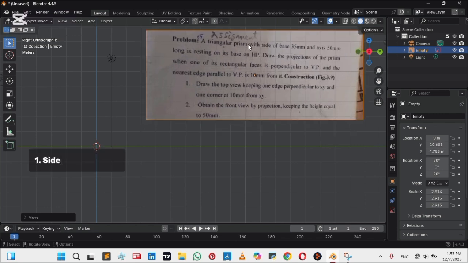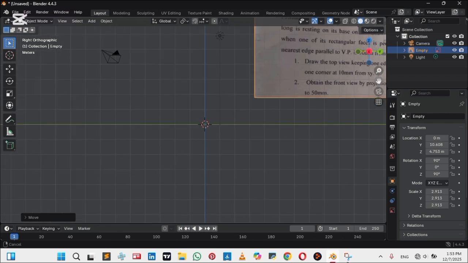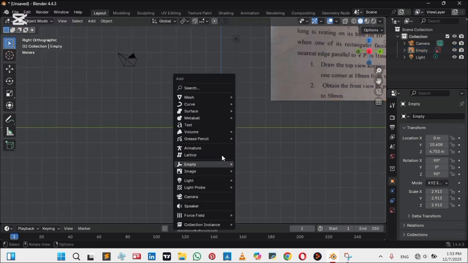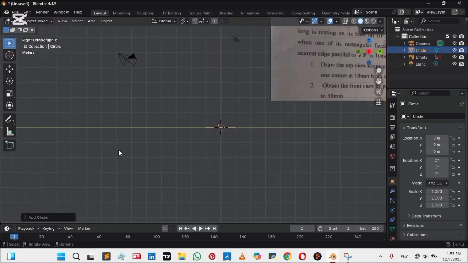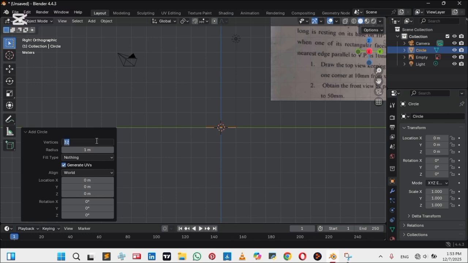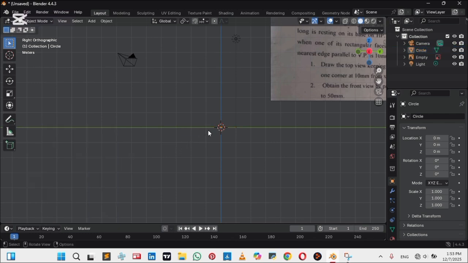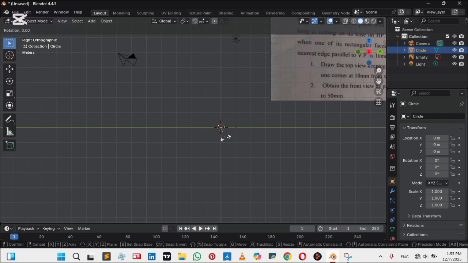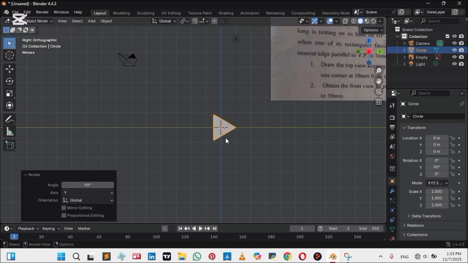It says a triangular prism with side of base 35 mm. Now we are going to be taking it step by step so it doesn't get complex. So first thing first, we create our triangle. So this is our triangle.